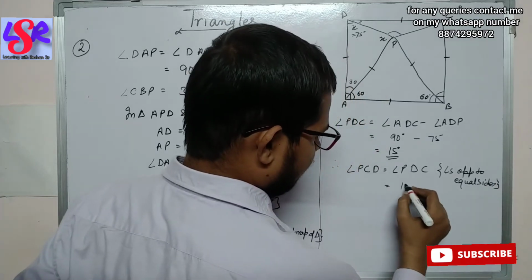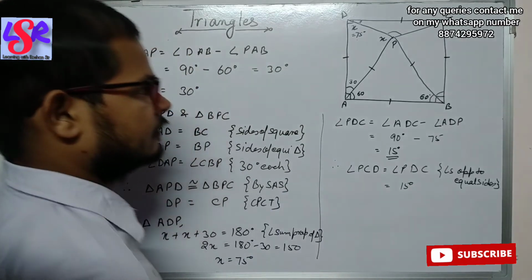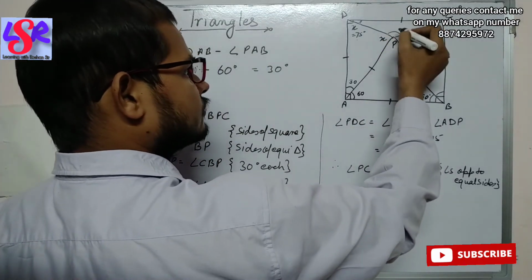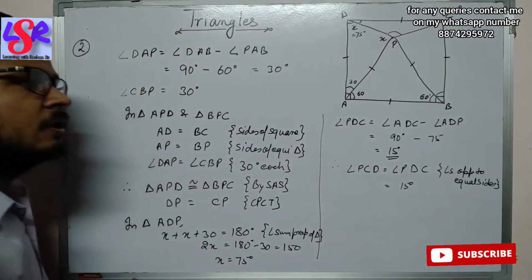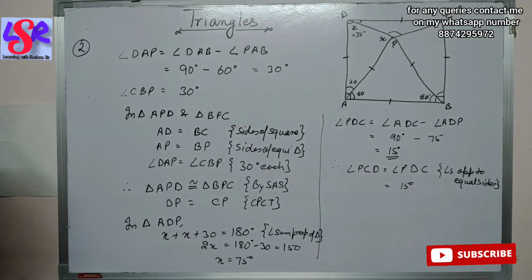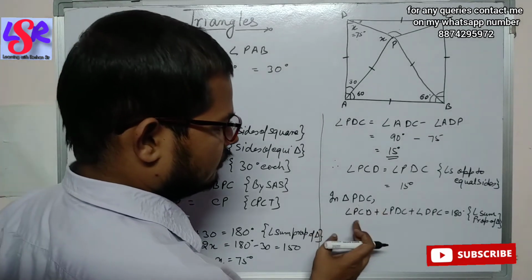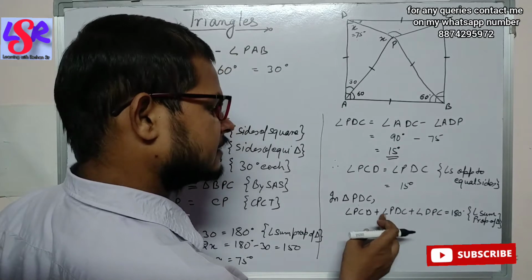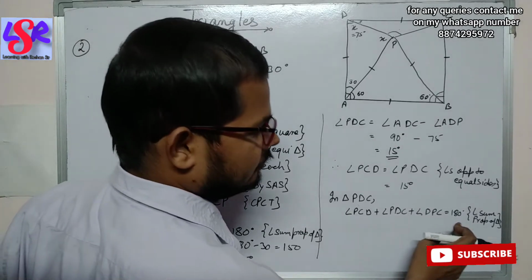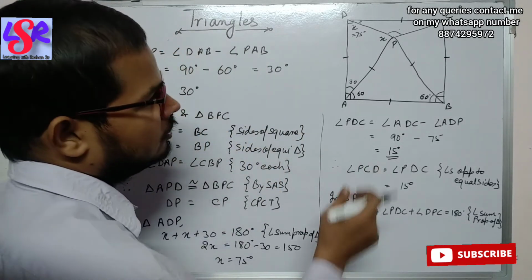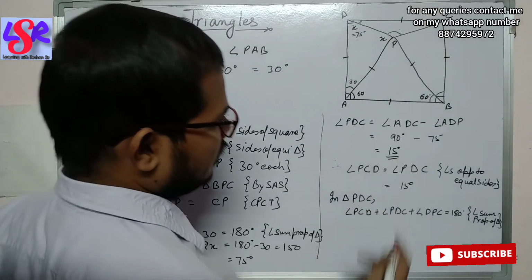Then we will have this angle also as 15 degrees. Now with the help of these two angles, we can find the value of this one by using the angle sum property of triangle. So here in triangle PDC we got angle PCD plus PDC plus angle DPC equals 180 degrees. Here the values of PCD and PDC are both 15 degrees.